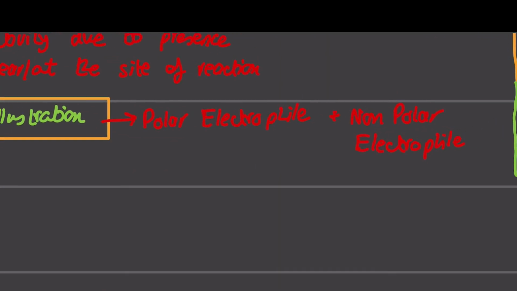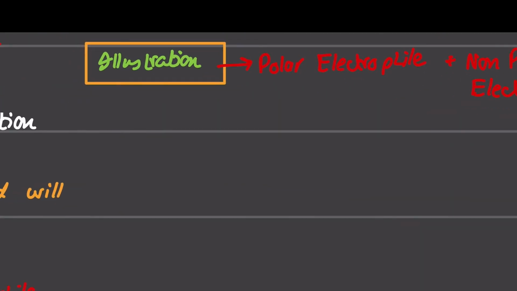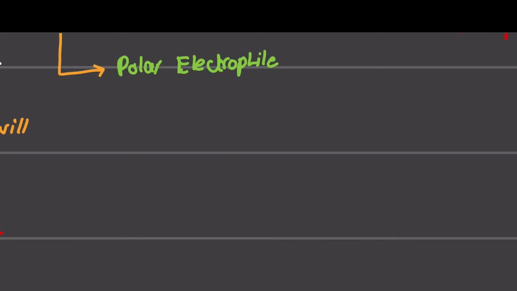The electrophile generation is different. So in the illustration, let's first look at our polar electrophile. Why? Because a polar electrophile is just easier, really easy. Let's create a hypothetical compound.